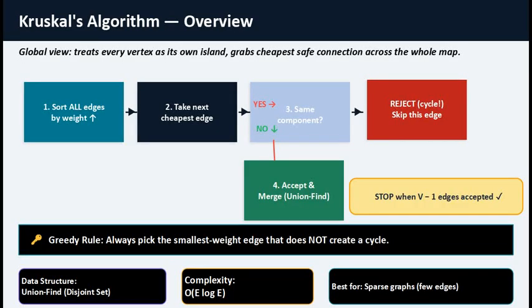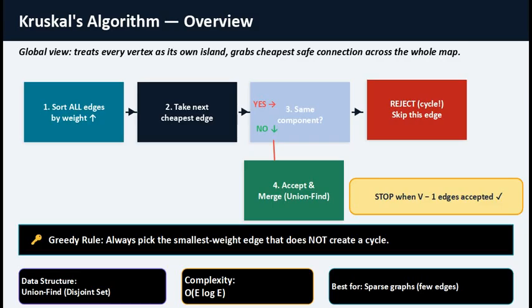Kruskal's algorithm takes a big picture, global view of the graph. Imagine every vertex is its own isolated island, and you're trying to build the cheapest bridge network to connect them all. The greedy rule is simple. Always pick the smallest weight edge that doesn't create a cycle.